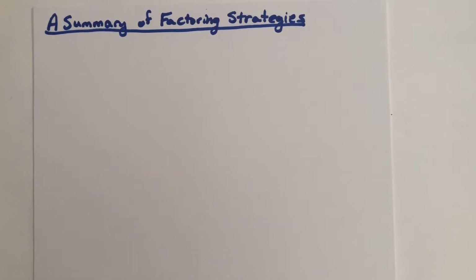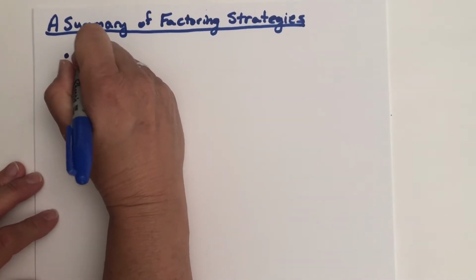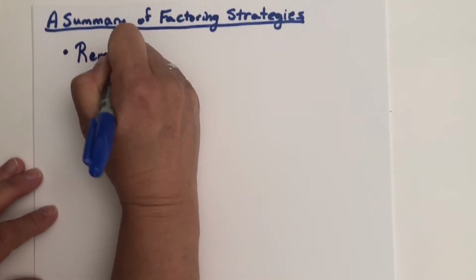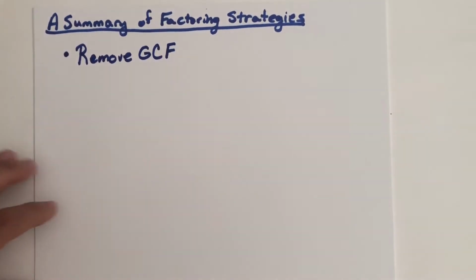I want to summarize our factoring strategies. When you're factoring an algebraic expression, you always start by removing the greatest common factor. It doesn't matter how many terms. If you have 2 terms, 3 terms, 300 terms, if you see a common factor, take that out first.